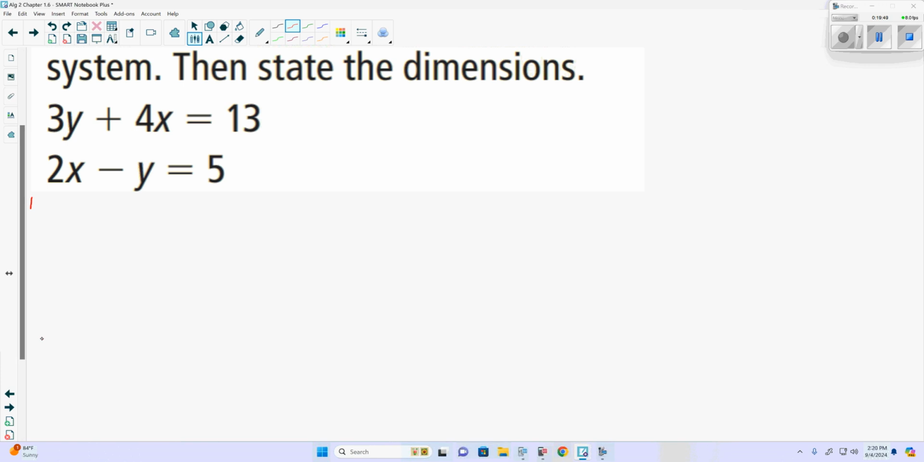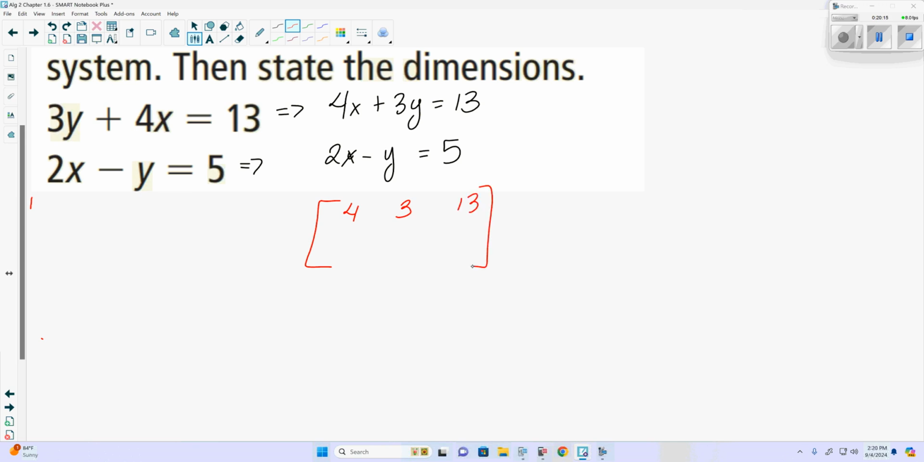Okay, are both of the equations in x, y form? No, the first one we need 4x plus... I'm just going to rewrite the other one so that they are right next to each other. Going across the top, what are our numbers? 4 for x, 3 for y, 13. Second one, 2, negative 1. What are the dimensions? 2 by 3.